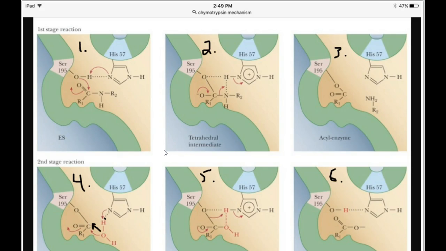The other thing that's important to note is that the transition from step 1 to step 2 has histidine acting as a base, accepting a proton. The transition from step 2 to step 3 has histidine acting as an acid, donating a proton. The transition from step 4 to step 5 has histidine acting as a base, accepting a proton. And the transition from step 5 to step 6 has histidine acting as an acid, donating a proton. This is why this is a perfect example of the chymotrypsin mechanism of general acid-base catalysis, because we see histidine acting as an acid and a base twice throughout the enzymatic mechanism.